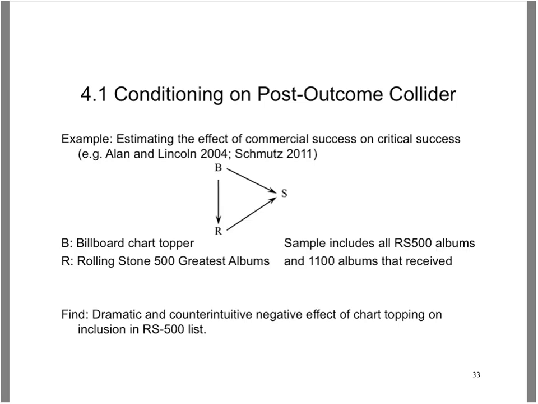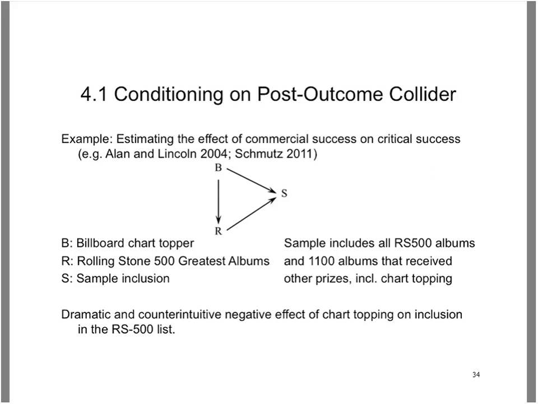What went wrong here is sample collection. The authors were not able to collect data on all rock and roll albums ever released. That's tens of thousands of albums, nobody has data on them. So instead, they compared the most successful to slightly less successful albums.